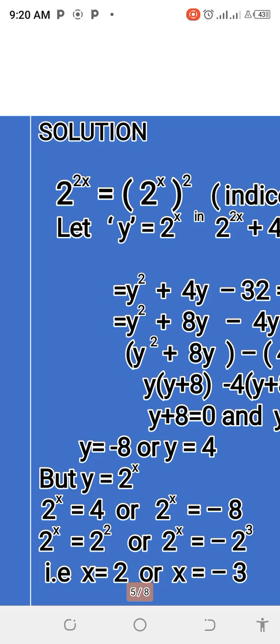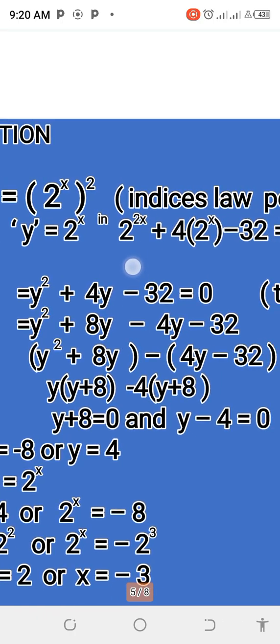It says 2^s is equal to 2^x. Yes, this (2^x)^2 is the same thing as 2^(2x). That is the law of power raised to power. 2^(2x) is the same thing as (2^x) open bracket raised to power what? 2.